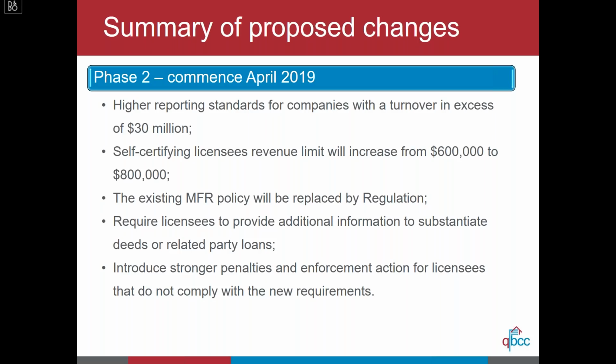And there's also an introduction of stronger penalties and enforcement action for licensees that do not comply with the new annual reporting requirements. It's also now an offence to not report a relevant decline in net tangible assets within 30 days. So I mentioned before, for Cat 4 to 7 licensees, that's 20% or more. For all other licensees, it still remains at 30%.